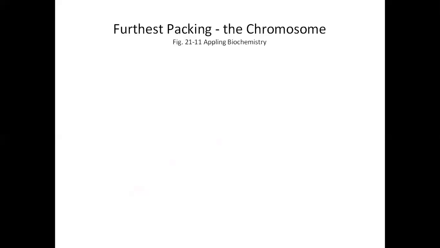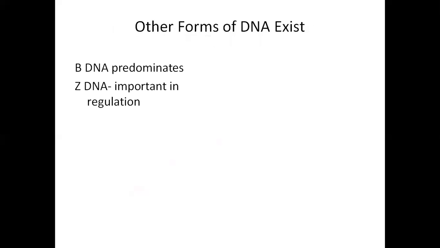It should be pointed out that although the B form of DNA predominates, there are other forms of DNA which have been observed. Z-DNA is perhaps the most important of these, as it exists in AT-rich regions of DNA, which are more transcriptionally active, and this is thought to be involved in regulation of protein expression, as we will see at the end of the course.